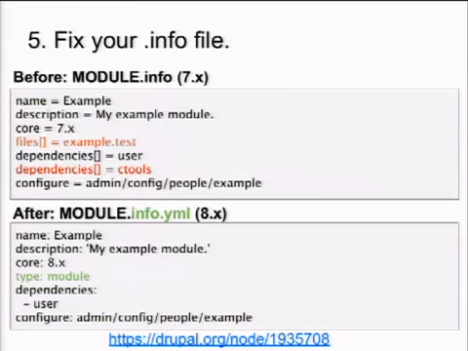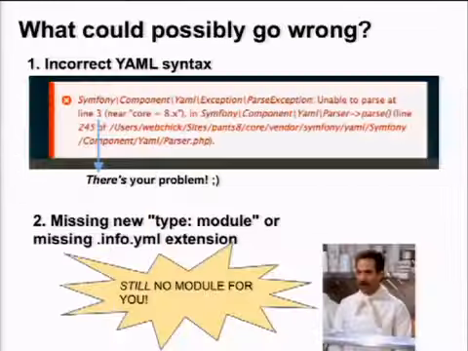Cool. Info files: who's successfully got an info file moved around? Good, several people. So what could possibly go wrong? One is if you forgot to change an equals to a colon, you'll get a scary error like that. The key thing there is "unable to parse at line 3" or whatever it says; that's where your error is. Basically, it can't parse the syntax of the YAML file. Also, if you forgot type colon module, or you forgot to rename it to the info file YAML extension, you'll also get an error. Or you won't get an error, you just won't see your module. So check those couple of things.